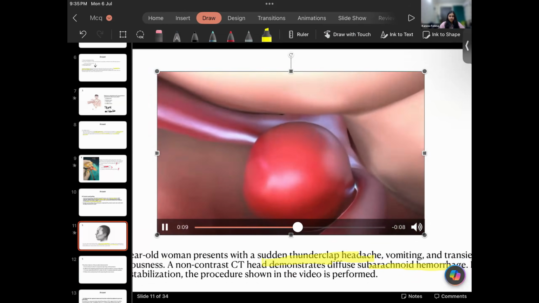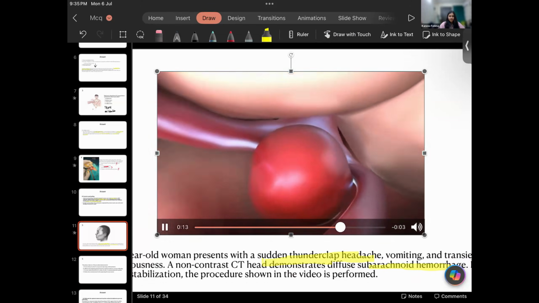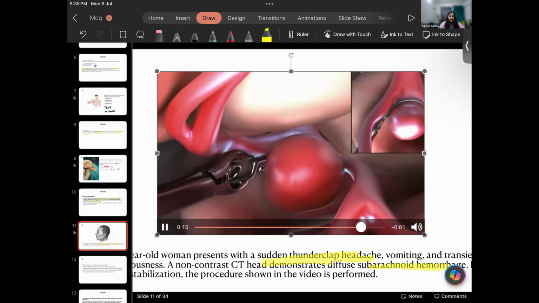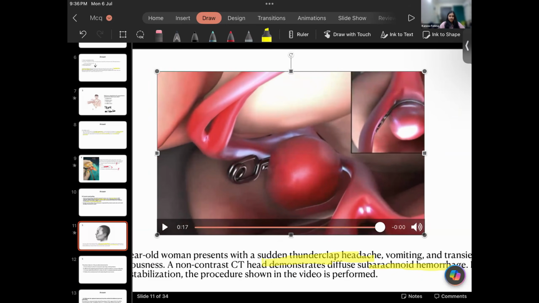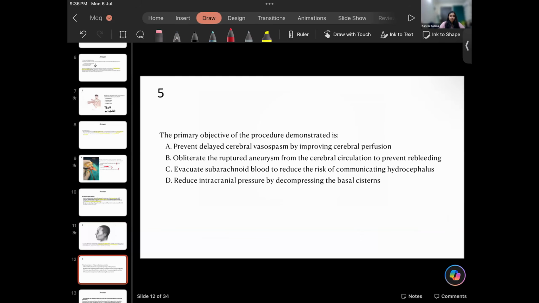They have entered the circle of Willis area and there is a large aneurysm sitting there, and some clipping is being done in this video. So what is the procedure being performed? Basically, it is a subarachnoid hemorrhage. We all know the surgical management of choice here would be endovascular clipping. So regarding the endovascular clipping, we will go through the options one by one.